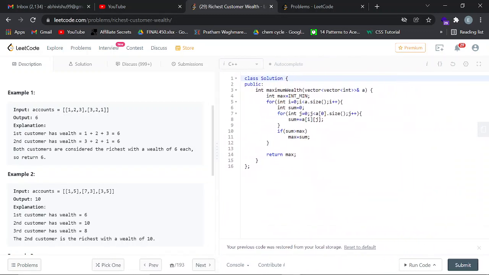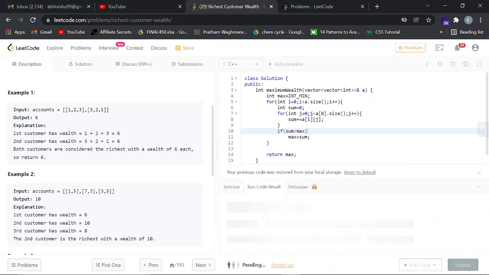So this is the code. We are just taking a maximum and initializing it to a minimum number, and we are taking a for loop. We are taking sum as 0, and we are iterating and adding up the sum in each iteration, and we are storing the maximum sum, and we are returning the max. That is the max sum.